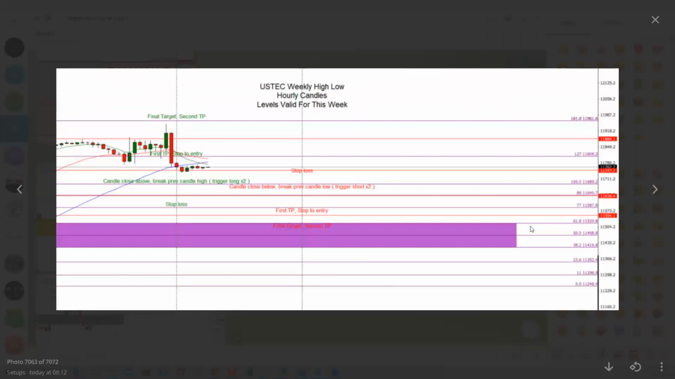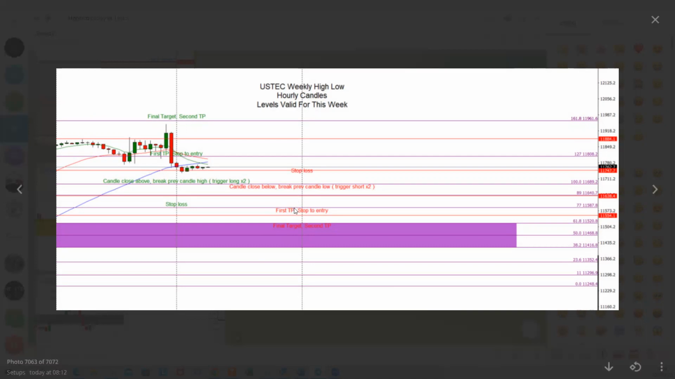On the USD weekly high-low, currently between levels of 100 and 127. Look at moving averages, that has crossed down to the downside. So 21 is currently above 8. That's indicating trend is down. So for now, we're looking for a candle close below the 100 level, break previous candle low to aim for the 77 first TP, 61.8 second TP, and stop loss being halfway between 100 and 127.